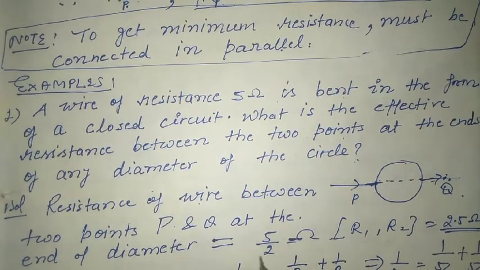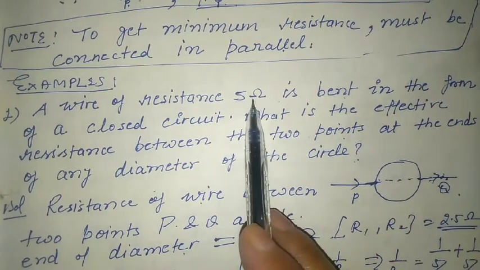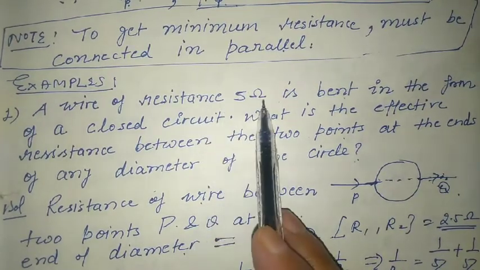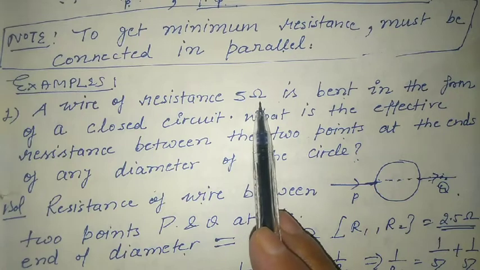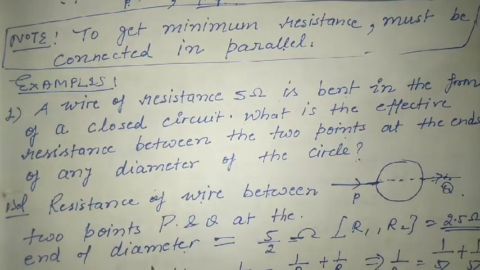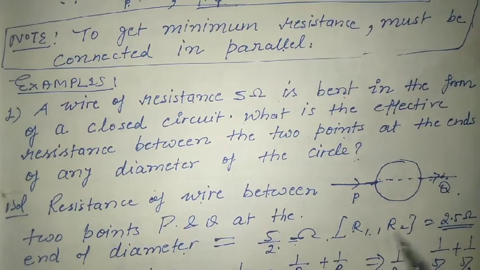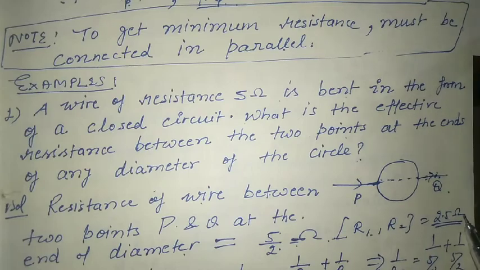So it is given here a wire of resistance 5 ohm. The total resistance is 5 ohm, bent in the form of a closed circuit. So we have the diameter here, so each resistance will be 5 upon 2 ohm. So R1 and R2 will be 2.5 ohm each.